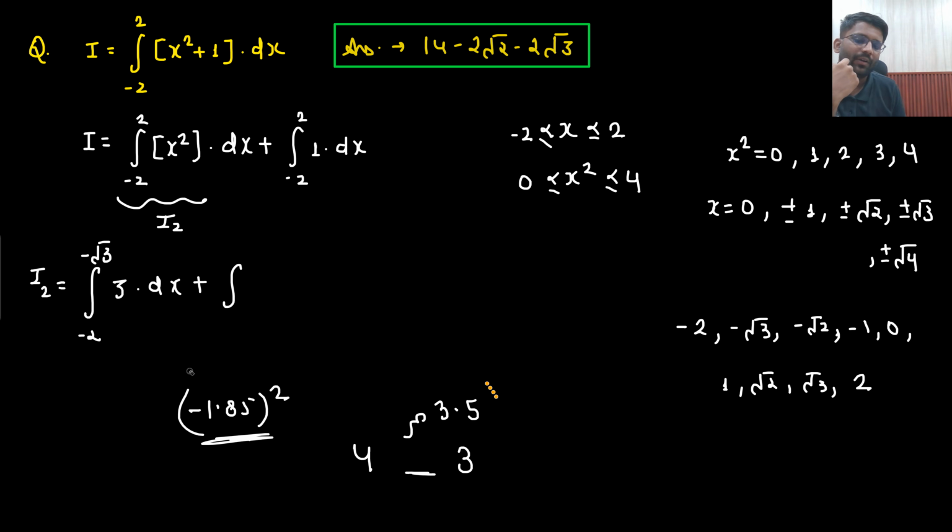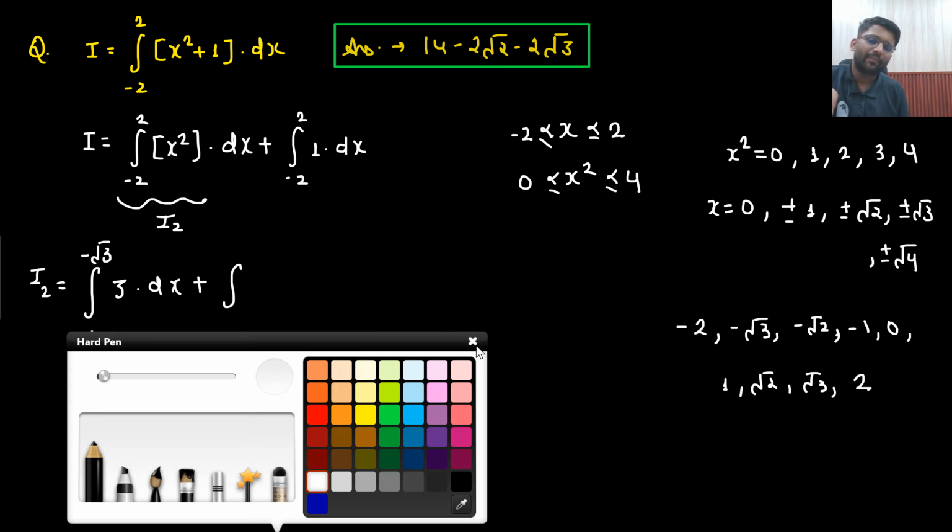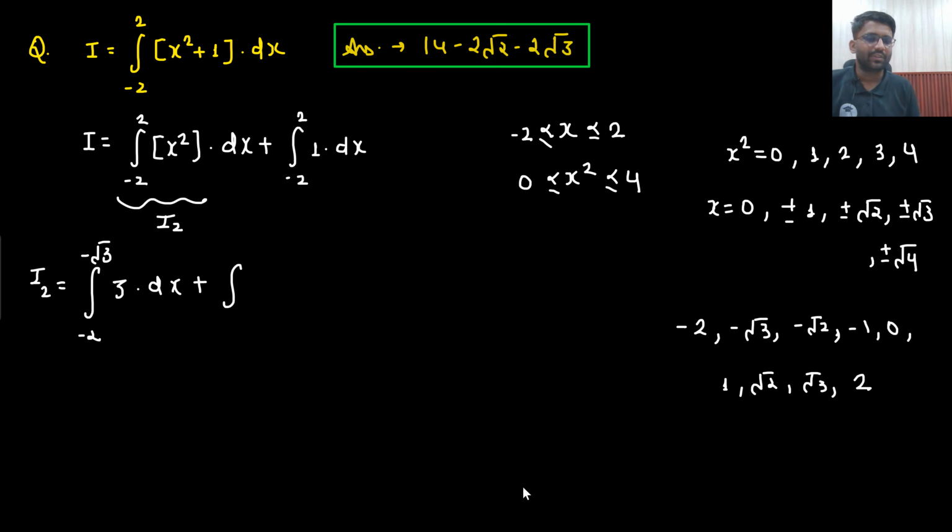Is that clear to you how I broke it down? Between minus 2 to minus under root 3, how your greatest integer x square will be broken down. So put any value in between minus 2 to minus under root 3. What is under root 3? That is 1.73. So between minus 2 to minus 1.73, put any value. I am putting minus 1.85.